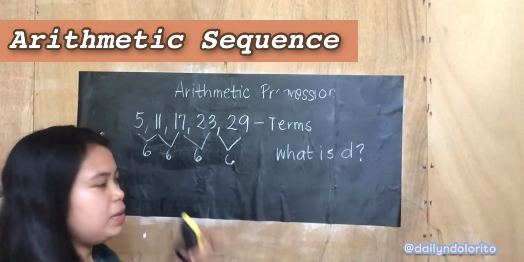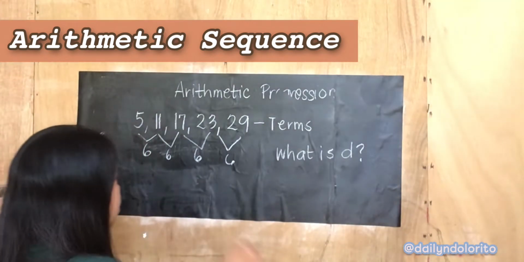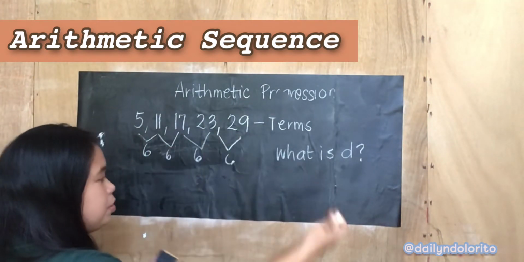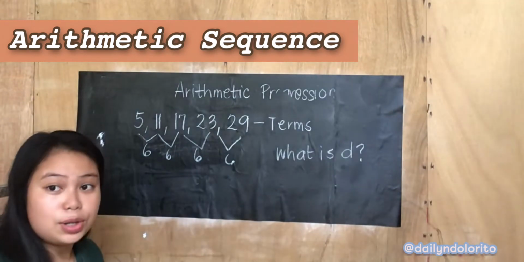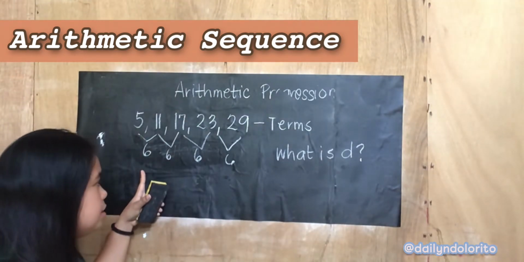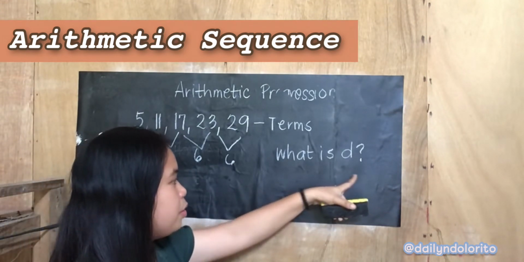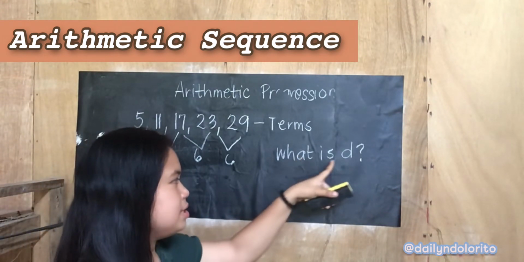So this is what I mean when I said constant. The common difference in each preceding term is constant. It's all 6. So this is the common difference. This answers the question, what is D?